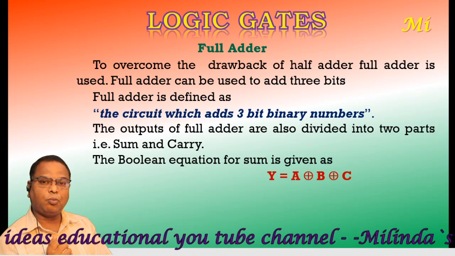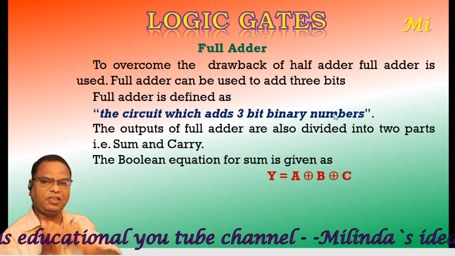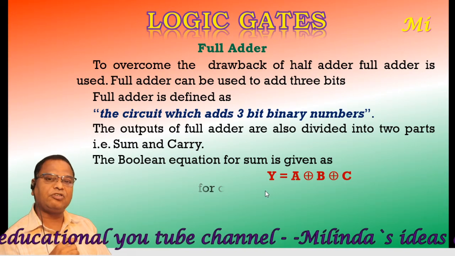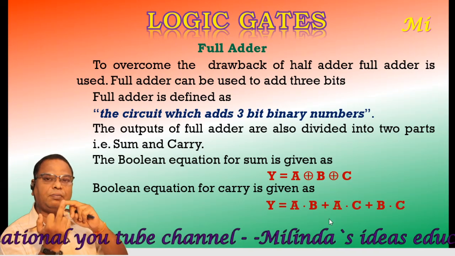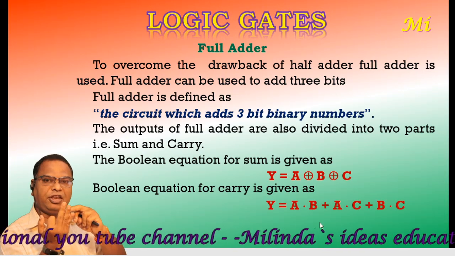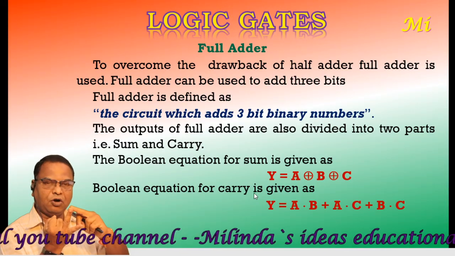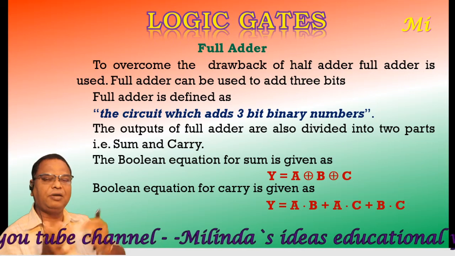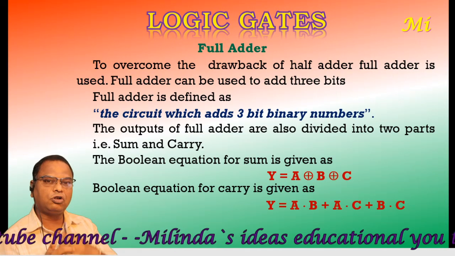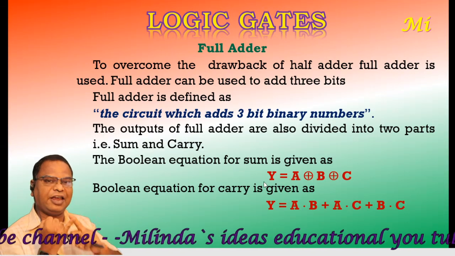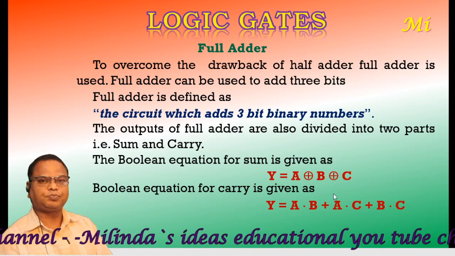So what is the Boolean equation for sum? It is A XOR B XOR C. While the Boolean equation for carry is A dot B plus B dot C plus A dot C. We get these 3 terms, A dot B, B dot C and A dot C, as outputs, and we add all three of them. So the Boolean equation for carry is A dot B plus B dot C plus A dot C.